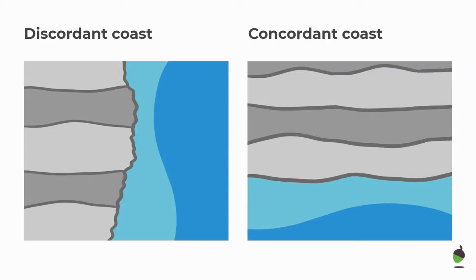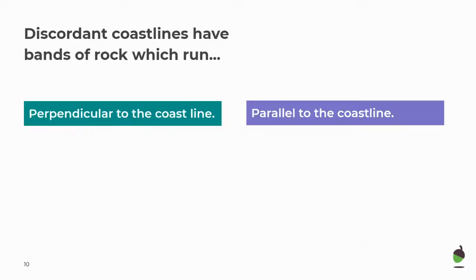We've seen our image of a discordant coastline where the rock type are perpendicular to the coast. Concordant is the opposite. Here, the rock bands run parallel to the coast. So we have discordant coast where they're at right angles and perpendicular, concordant where they run parallel. So discordant coastlines have bands of rock which run. 5 seconds to make your choice. It is perpendicular to the coastline.